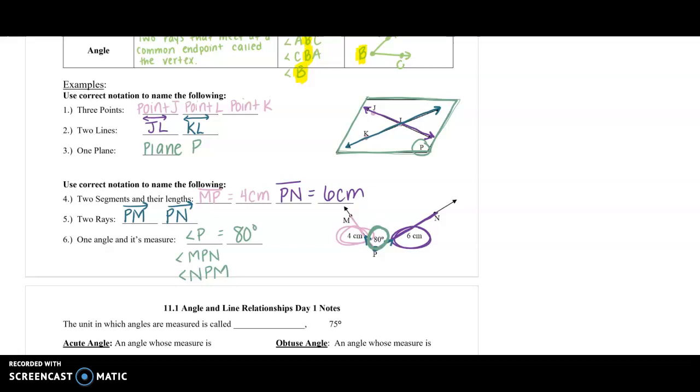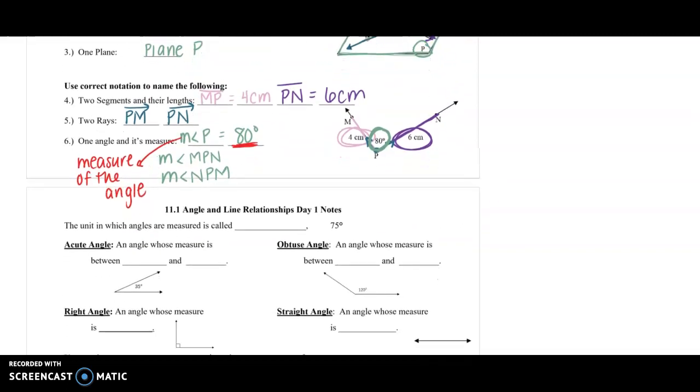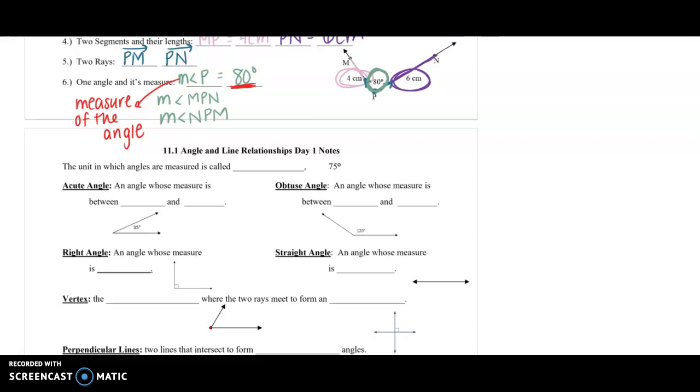Now, when you're actually giving an angle measure, you want to put an M in front. So it would be the measure of angle P, or the measure of that angle. You always want to put an M in front because those all mean the measure of the angle. So whenever you're giving an actual number, what the actual measure is, you need to have that M in front. If you're just naming an angle, you don't need to worry about that M. Okay, so now that we have done those, we're going to move on to looking at angle and line relationships.